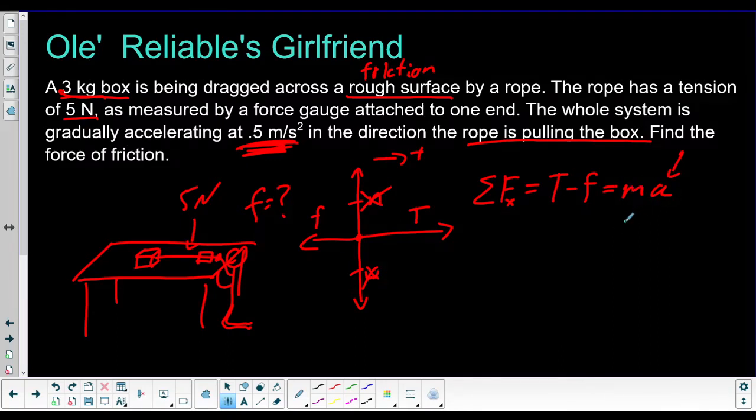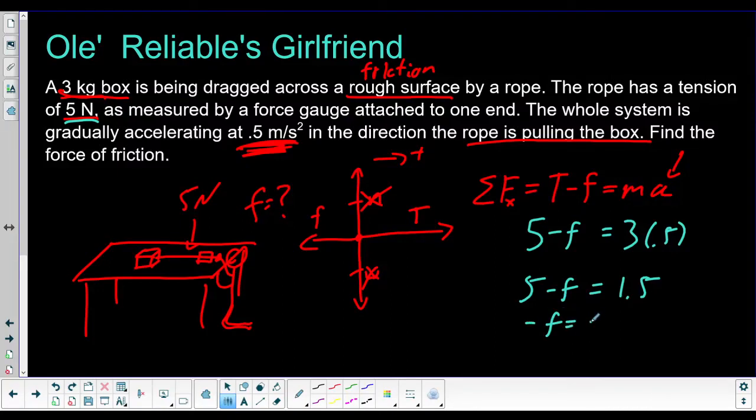So our mass is 3 kilograms. Our acceleration is 0.5. Our tension is 5 newtons minus friction. So we have 5 minus F equals 1.5. Now we're going to subtract 5. So we have negative F equals negative 3.5. So friction is 3.5 newtons. And then because it's to the left, we would say it's negative. Ta-da! There you go. Now we know friction.